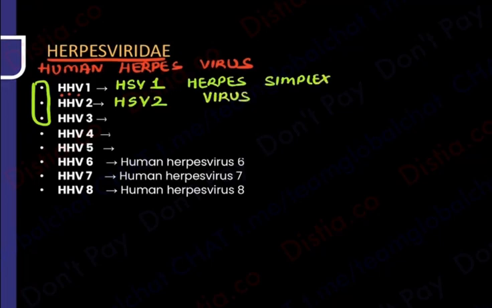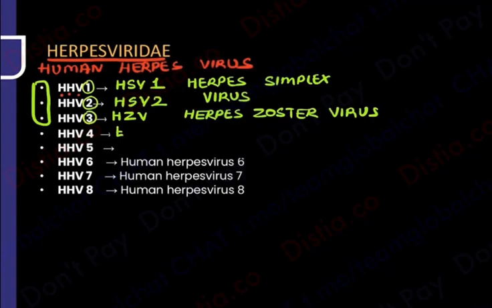So 1 and 2 is 1 and 2. But what is human herpes virus 3? That is also part of that family, but that is known as herpes zoster virus. It's going to cause chicken pox, zoster. So herpes zoster virus, so simple. 1 is going to cause HSV1, 2 is going to cause HSV2, 3 is going to cause herpes zoster.